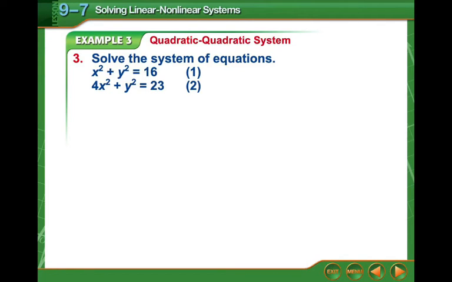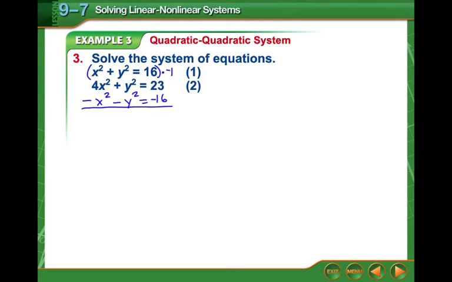So number 3 here, we need to solve the system of equations again, but this one isn't really set up very well for substitution. I guess you could use substitution still, but it's actually set up really nicely to use elimination instead. So if we multiply that first equation by a negative 1, that's going to give us a negative x squared minus y squared equal to negative 16. And now we can just add up our equations like we would normally with elimination.